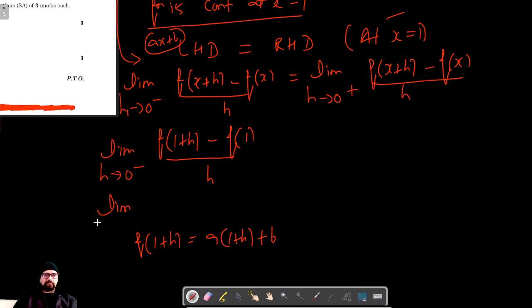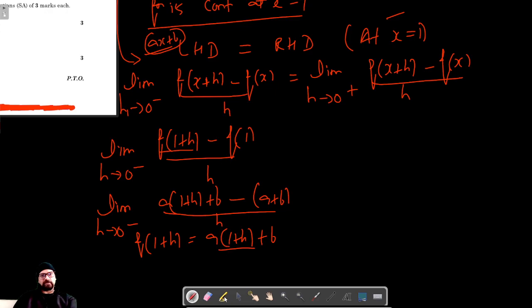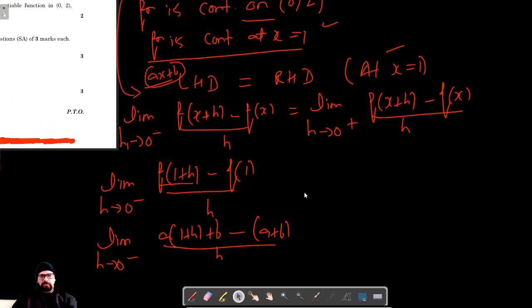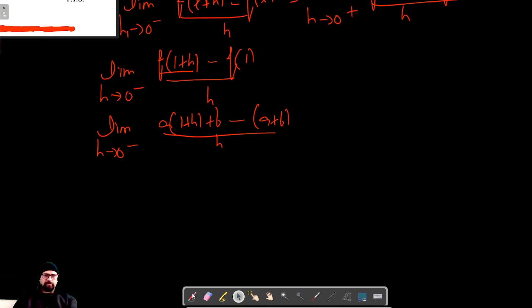Okay, this is limit h tends to 0, negative, f of 1 plus h is a into 1 plus h plus b, and f of 1, so let's put the value 1 here, so this will be a plus b, upon h. And now let me erase this. Okay, so let's evaluate this.